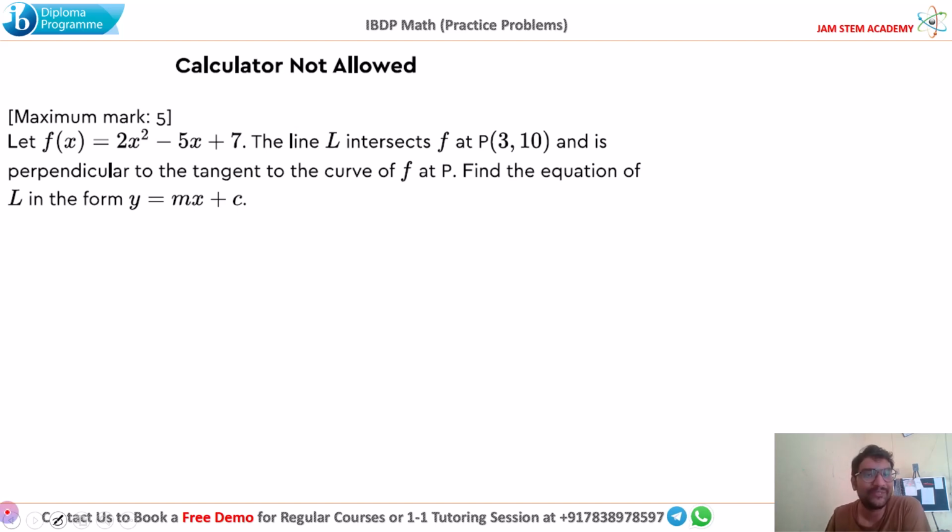Many students feel difficulty while solving these types of problems. Let's break it into pieces. It says f(x) is equal to 2x squared minus 5x plus 7. That is our function. Now line L intersects the function at this point (3, 10).